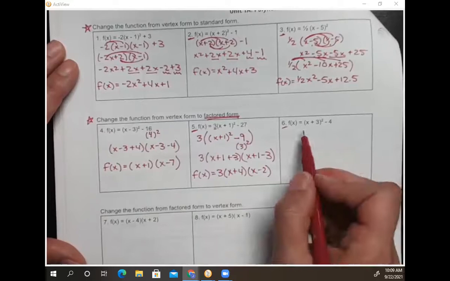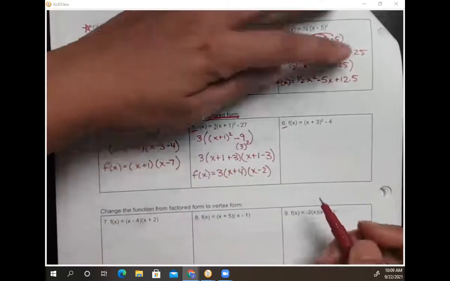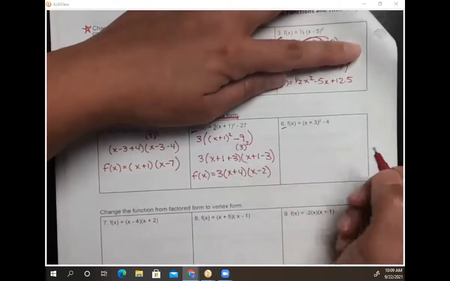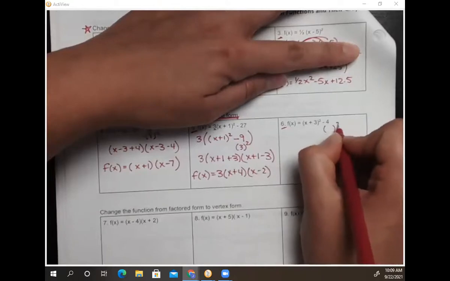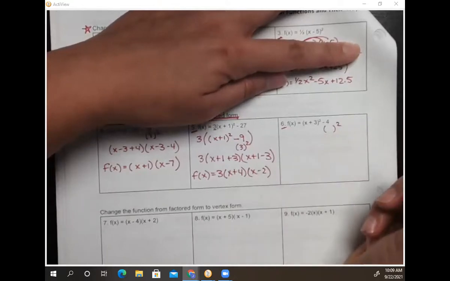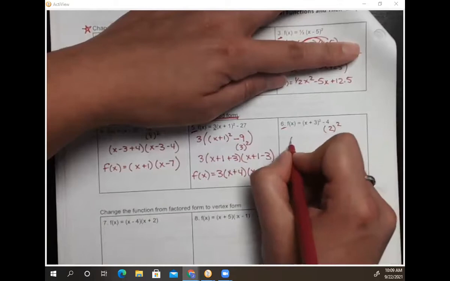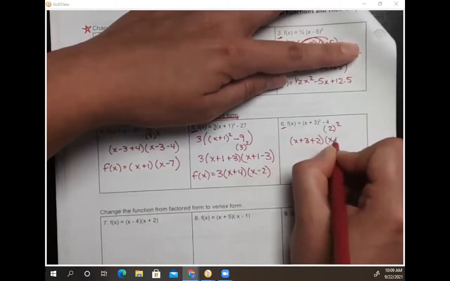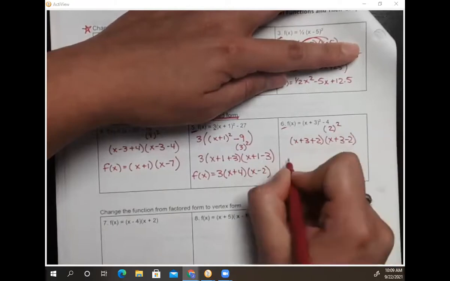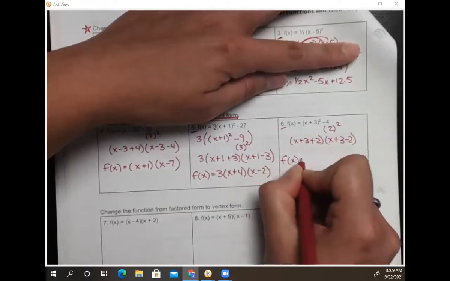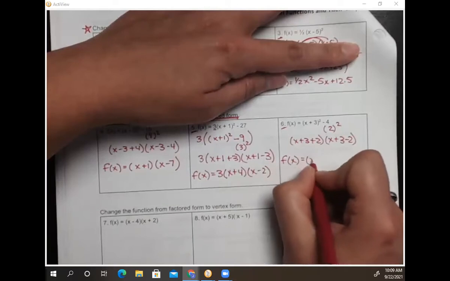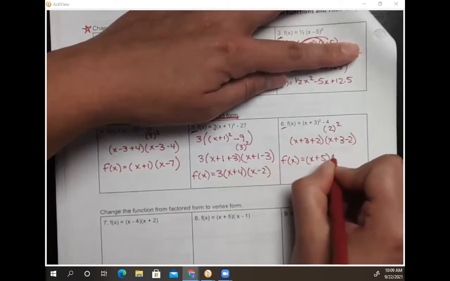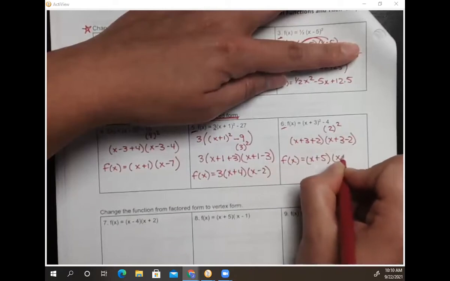And then number 6 is just like number 4. I have something squared for my first term. What would I square to get 4 here? 2. So this would be x plus 3 plus 2 and x plus 3 minus 2. And then clean up your factors. You would get x plus 5 and x plus 1.